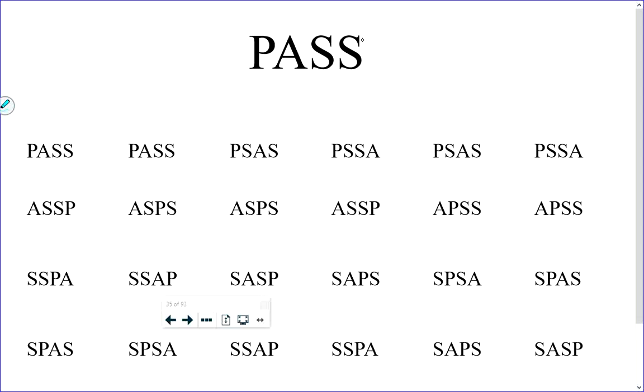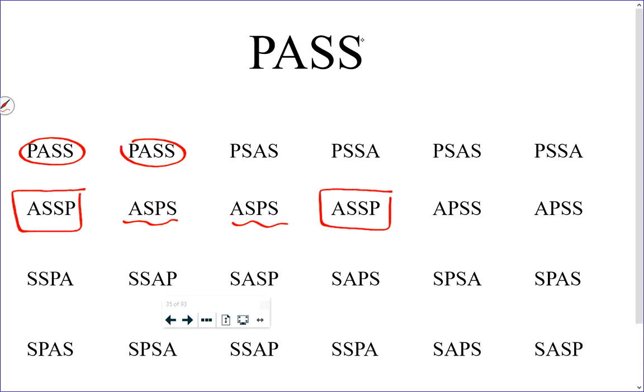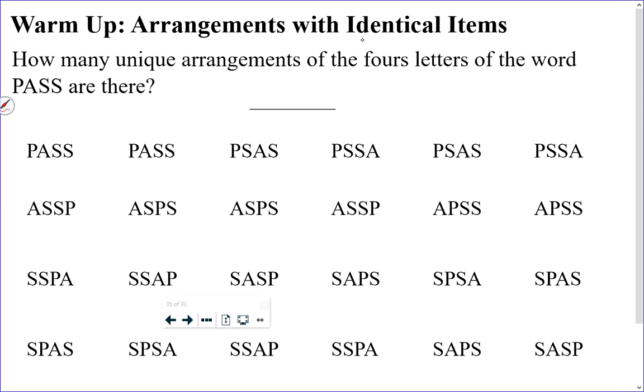And now what you discover is there are pairs. This is pass and this is pass. Asps, asps. Asp, asp. And no matter where you look, what we discover is there are pairs. None of these things appear 3 times, which means the answer to this question is 12. We've gone from 24 to 12.